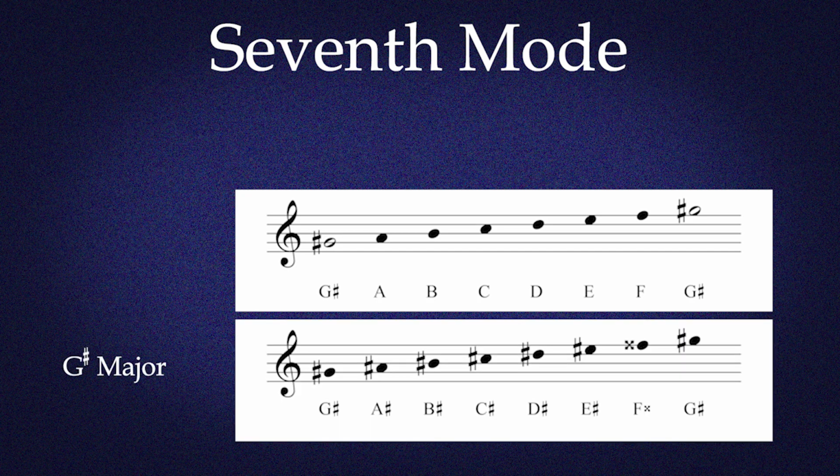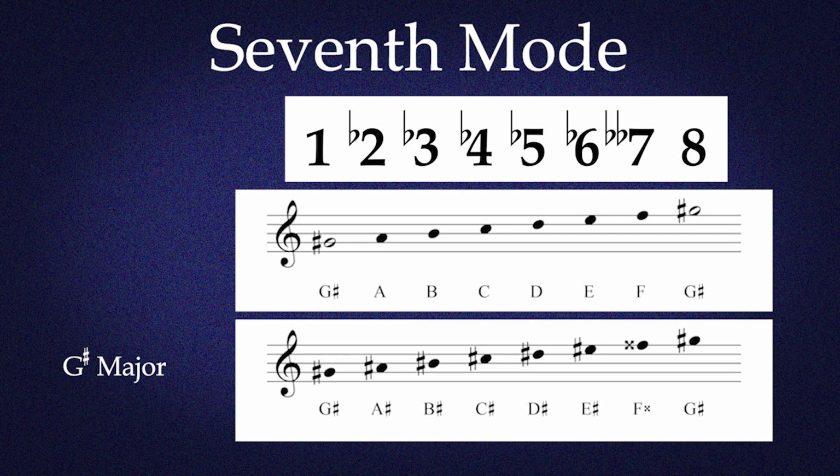The notes of the G sharp major scale can be found by adding a sharp to each note of the G major scale. This gives us G sharp, A sharp, B sharp, C sharp, D sharp, E sharp, F double sharp, and G sharp. Now, comparing these two scales, the formula for this mode would be 1, flat 2, flat 3, flat 4, flat 5, flat 6, and double flat 7.